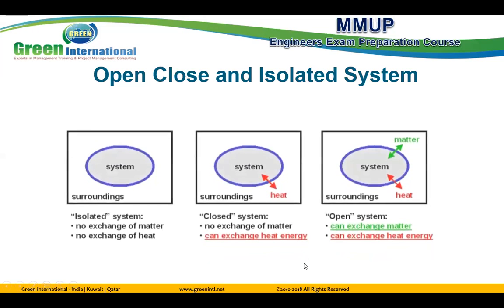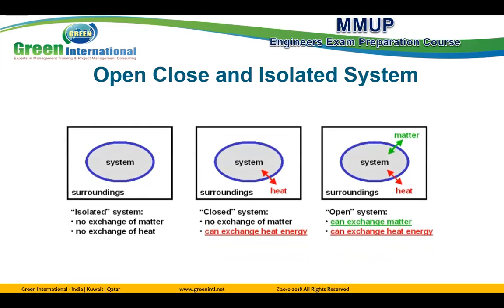Okay, many questions ask about this part especially. Isolated system, no mass transfer, no heat transfer. Open system, mass can transfer, heat and energy can transfer. But for closed system, no mass transfer, but heat can transfer. Clear?